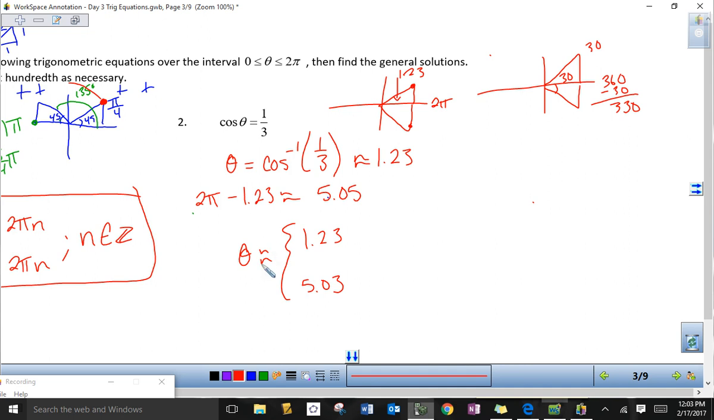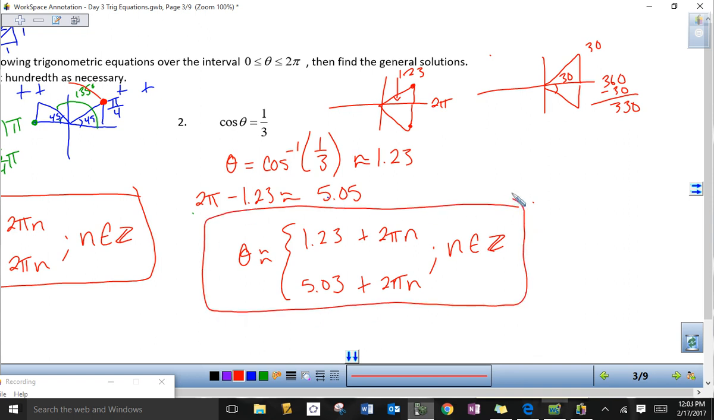Notice I put approximately here because they're not exact. And then I want every other time again around the circle. So I'm going to add the period of cosine, which is plus 2 pi to both of them. And then an infinite time around, so multiplied by n, where n is an integer. Okay, so when it's not exact, when the numbers in your fraction or whatever your number you're working with isn't from the sides of a triangle that you know, then you're just going to use the inverse function on your calculator to solve.